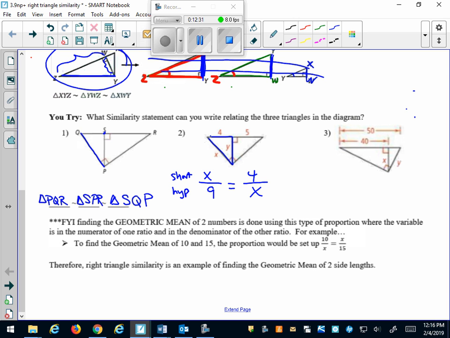X times x is 4 times 9 is, how do we solve this? Square root both sides. Square root of x squared is 6 or negative 6, but we can eliminate negative 6, right? The length of a side can't be negative, but technically the square root of 36 is 6 or negative 6, right? But so 6 is going to be our answer for x.